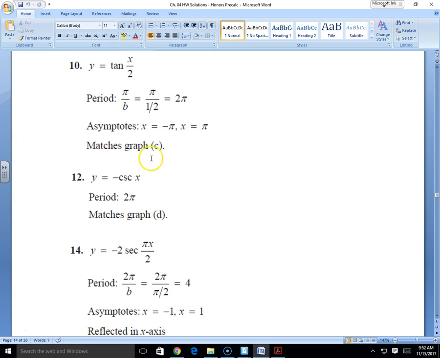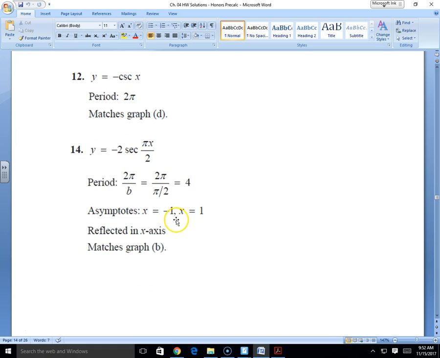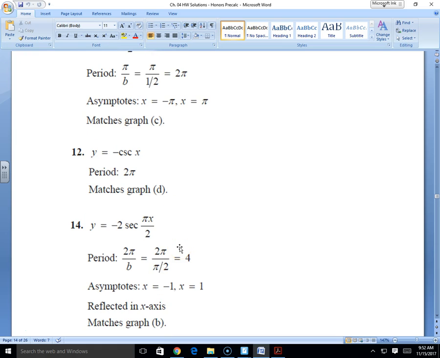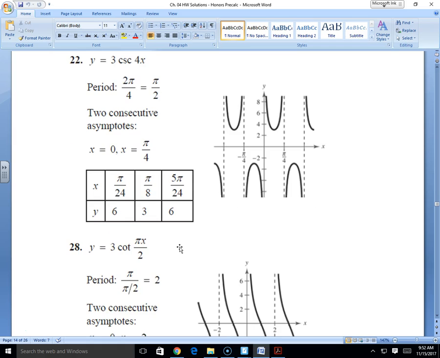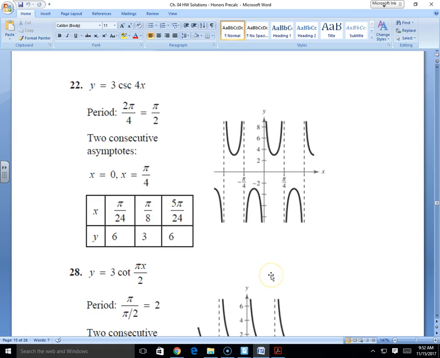Number 10 should be C. Oh, D. Oh, yeah, I forgot D was on it too. Okay, number 10 is C. Number 12 is D. Number 14 is B. C and D and B. Where's grade, Toby? Number 22.